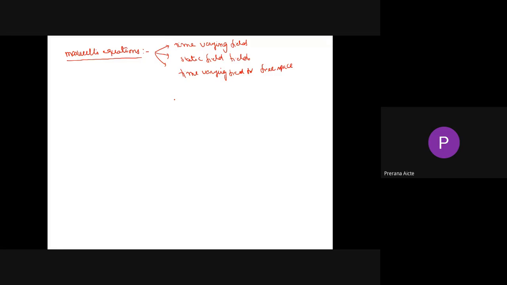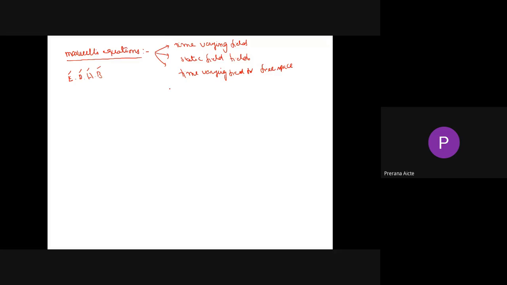In the time varying field, the parameters change with respect to time, that is the electric field intensity E, electric flux density D, magnetic field intensity H, and magnetic flux density B. These four parameters change with respect to time. Then those are the time varying fields, and if these four parameters are stationary with respect to time, then they are called static fields.